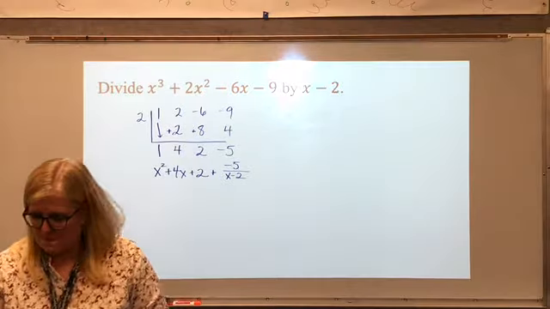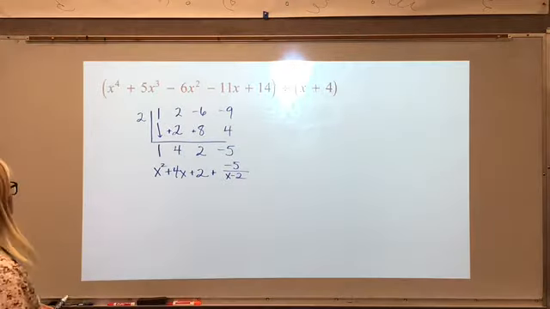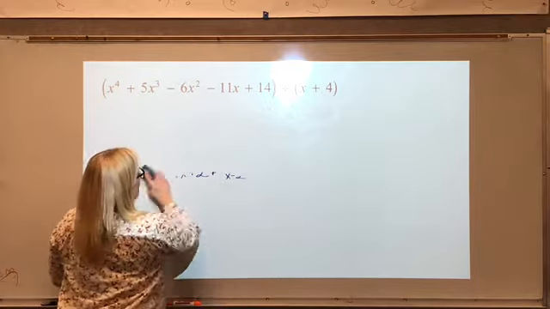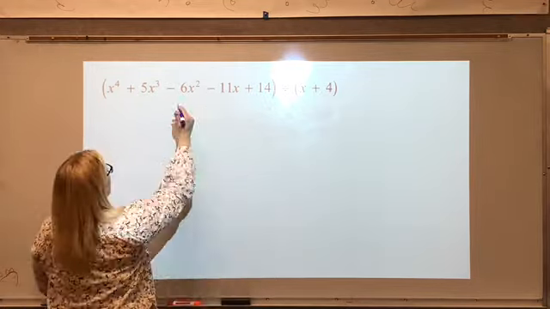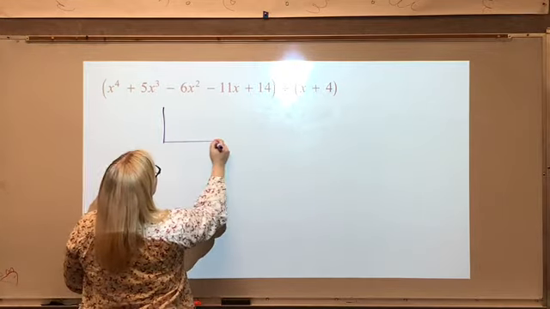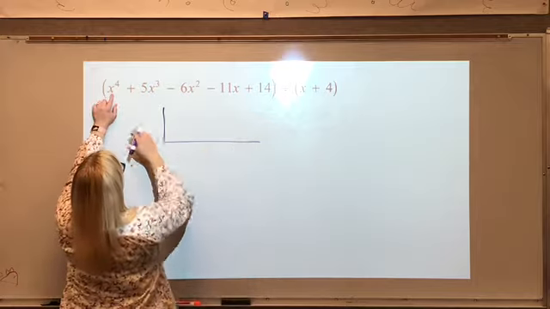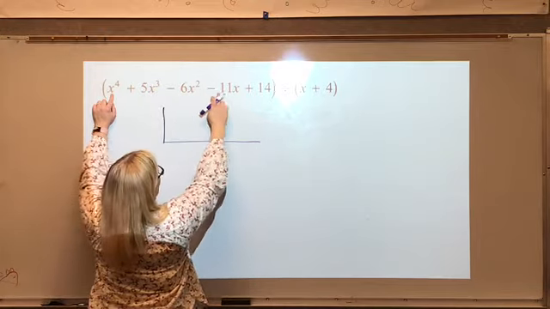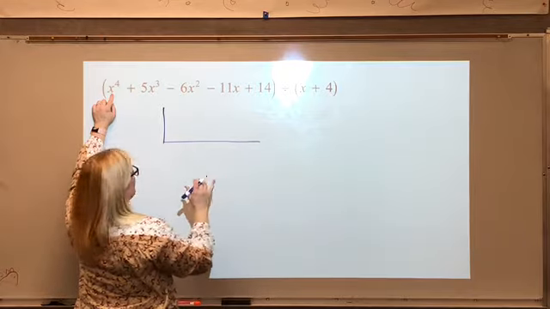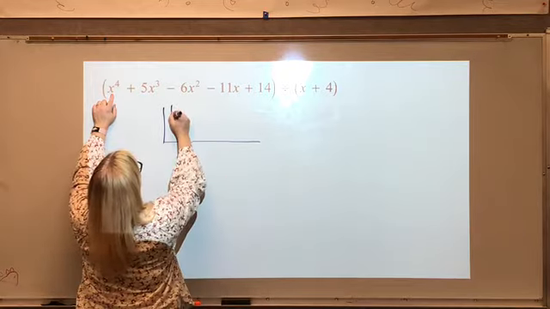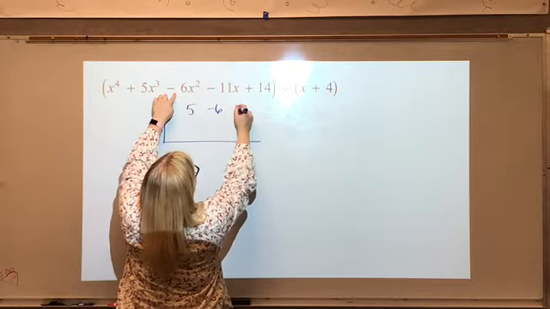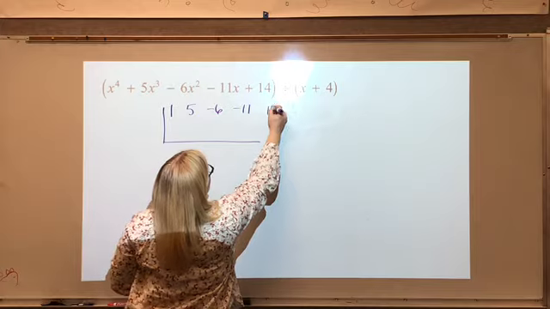So let's do another one, because it's a matter of just doing these over and over. All right, so let's do another one. I'm going to set up here. I've got x to the fourth, x to the third, x squared, and x, so I don't have any zeros I need to put in. So I put in 1, 5, negative 6, negative 11, and 14.